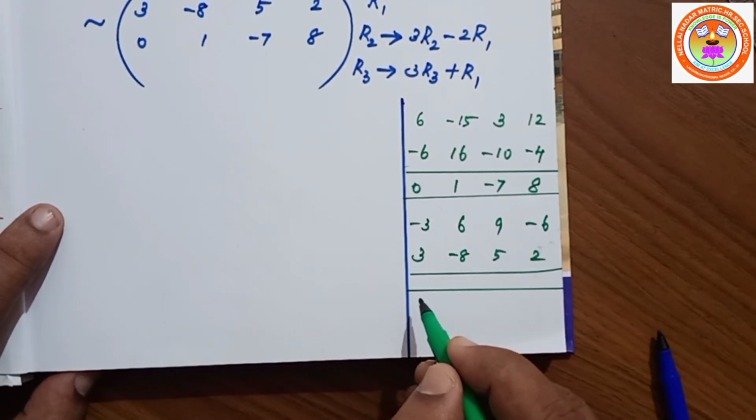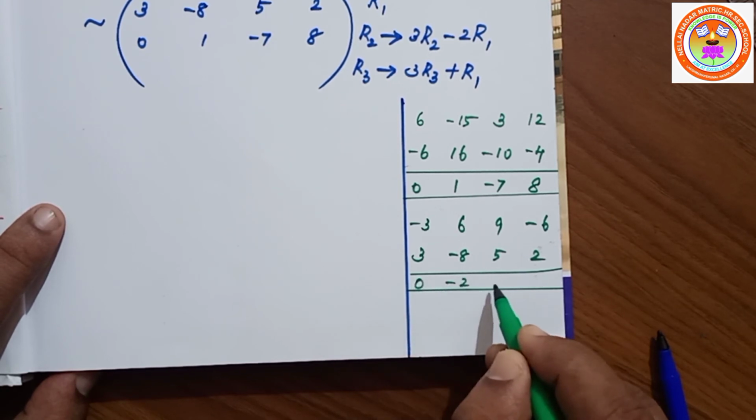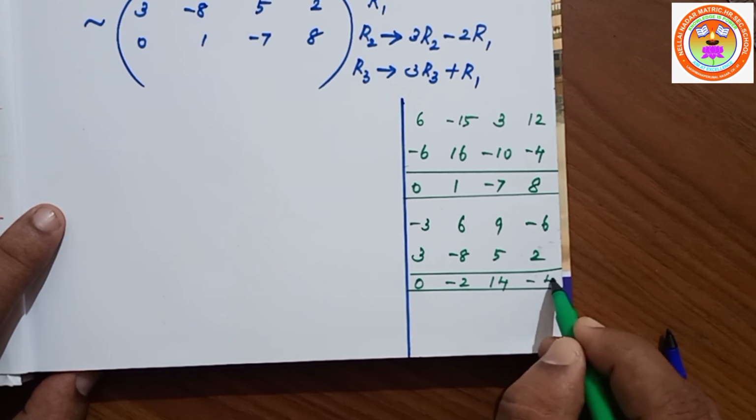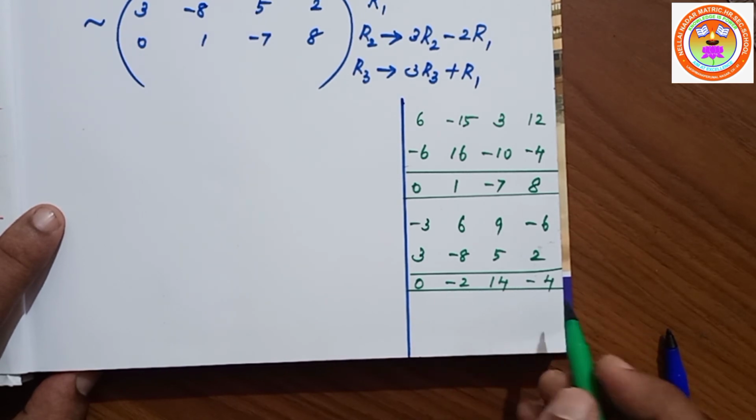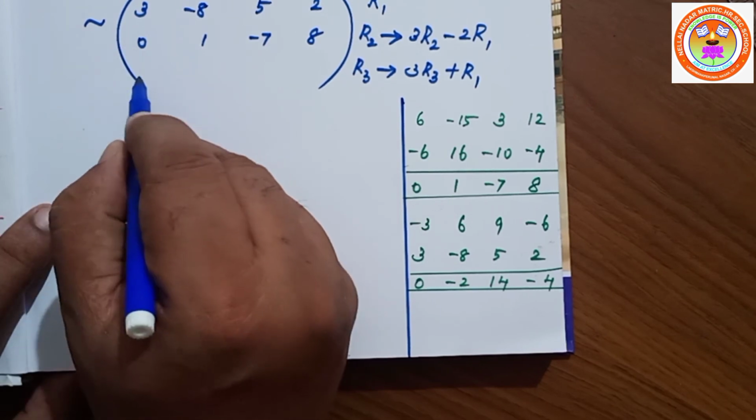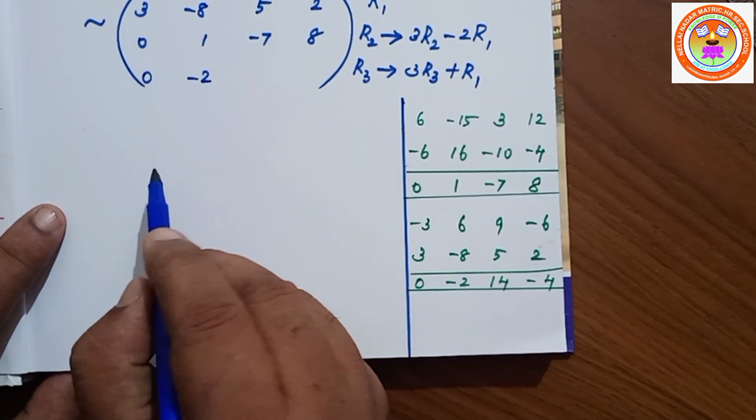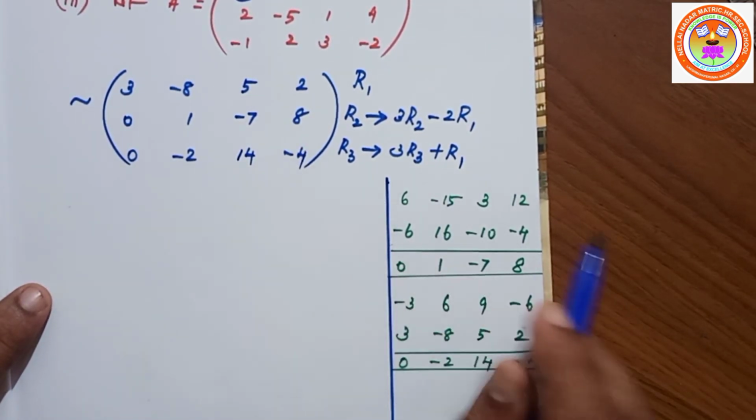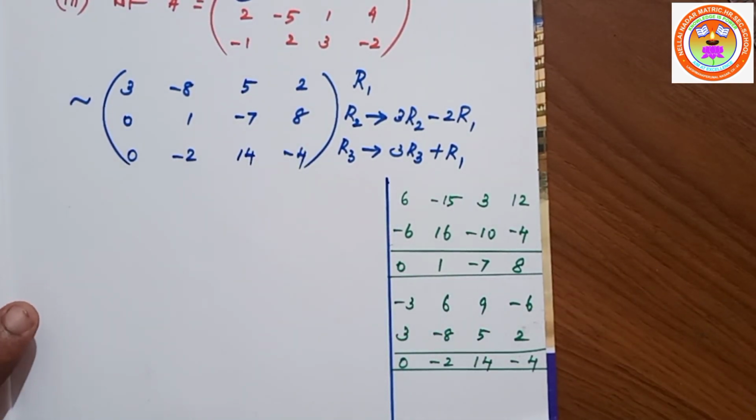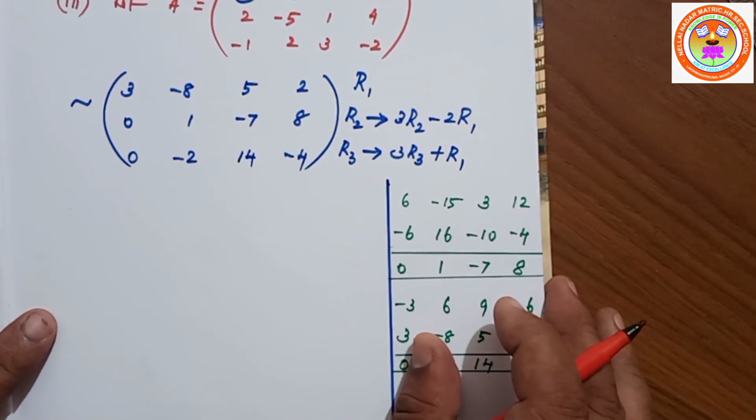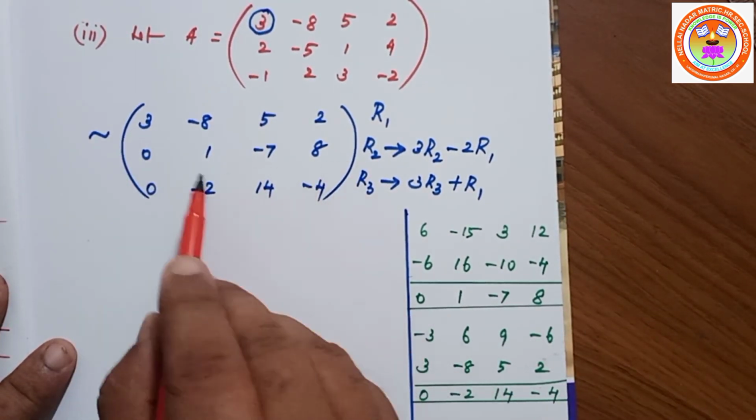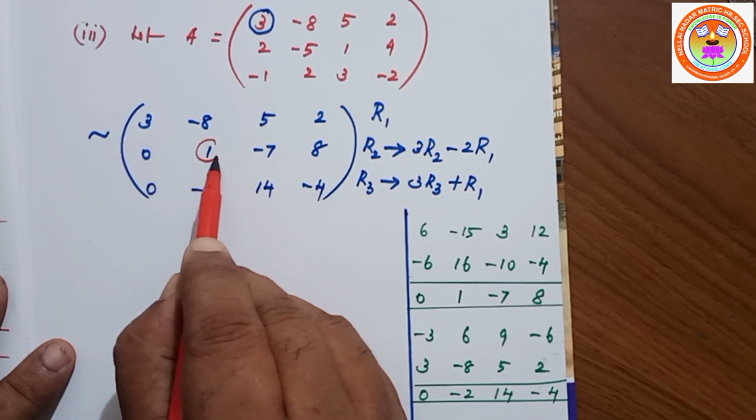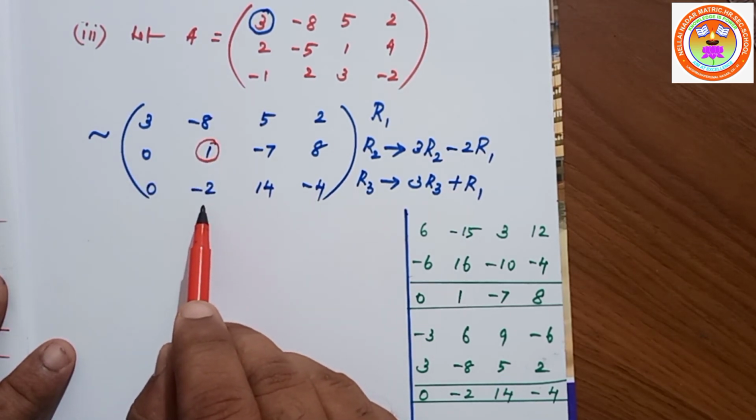3 minus 3, 0. 6 minus 8, minus 2. 9 plus 5, that is 14. Minus 6 plus 2, that is minus 4. So 0, minus 2, 14, minus 4. Okay. Now, in the second row, the first non-zero element is 1. This is a 0 element. Below which there is only one element, it has to be 0.